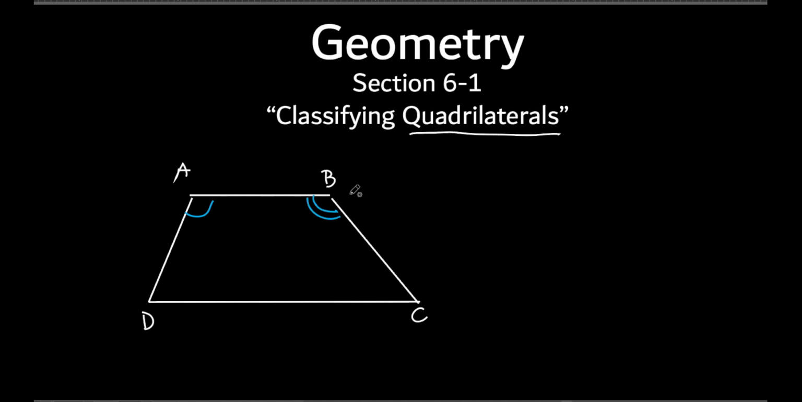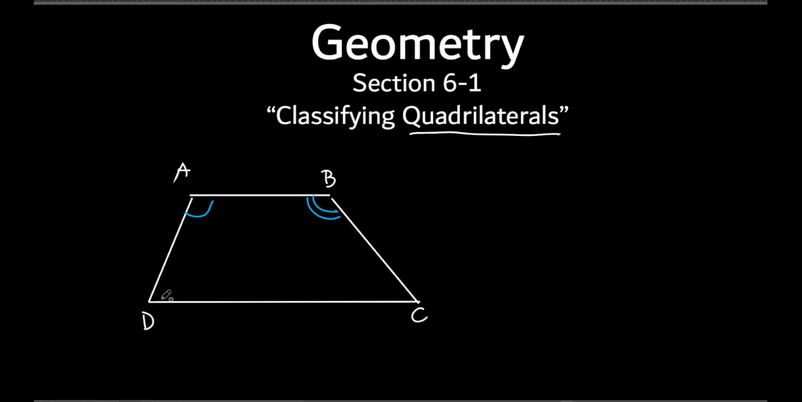What word do we use when they're next to each other? They're consecutive, okay? Sometimes we use the word adjacent, but we're not going to use it right now. We'll use it for something else. But on this one, we're going to call them consecutive angles. So A and B are next to each other, they're consecutive angles. What else is a consecutive angle with A? A and D. A and D would be consecutive.